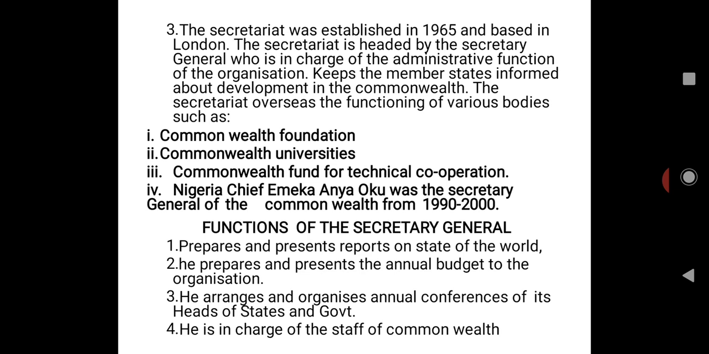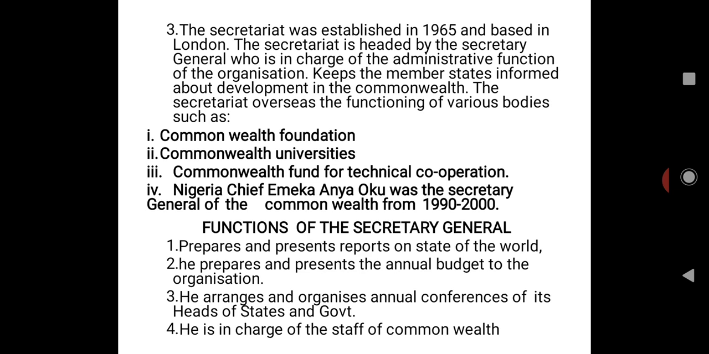The Secretariat oversees the functioning of various bodies, such as: 1. Commonwealth Foundation. It is the responsibility of the Secretariat to oversee the functioning of this foundation. 2. Commonwealth Universities. The Secretariat also makes sure that everything concerning the university, they go through it and oversee it.